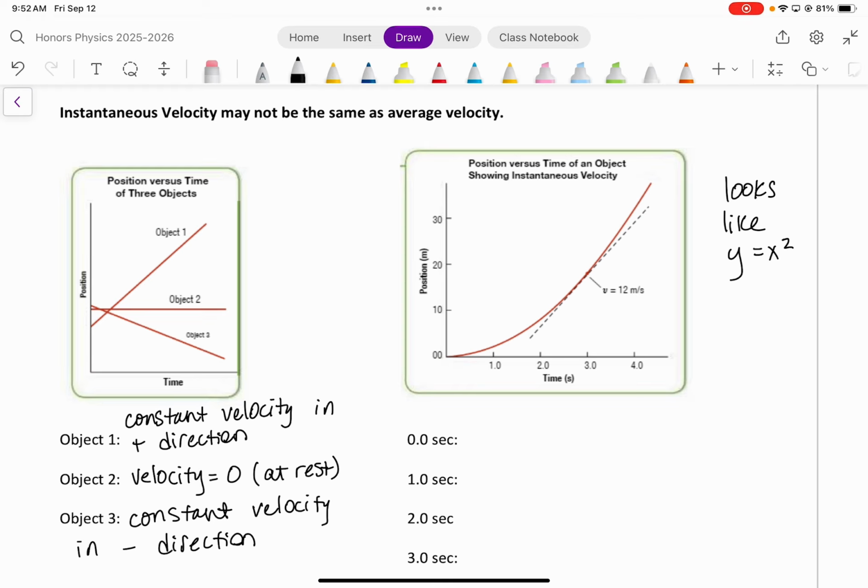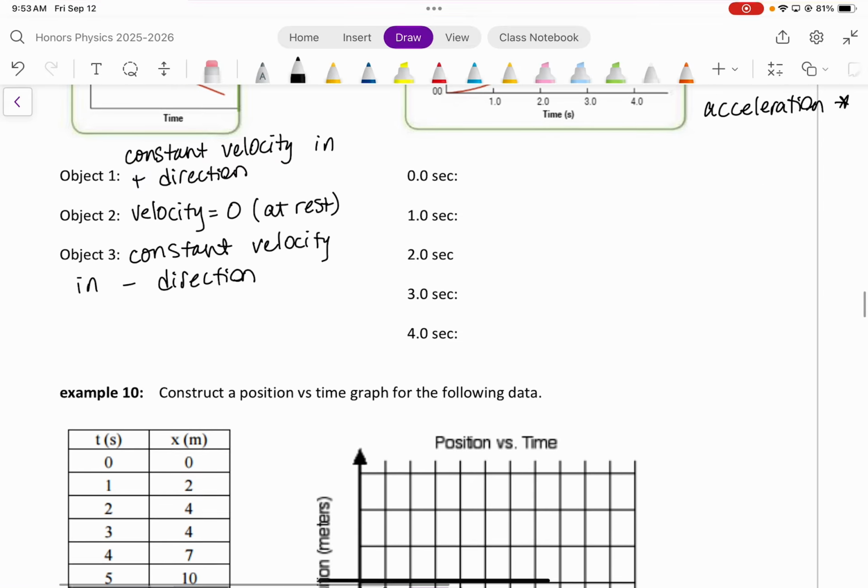And then if I follow this around, what's happening is it's getting steeper and steeper. So a straight line means constant velocity. A curved line means that we have some acceleration going on. So when you see a curved line, that means that there is some acceleration. And we're going to look at what that looks like in the next day or two. So we're not going to actually estimate or guess or anything like that.